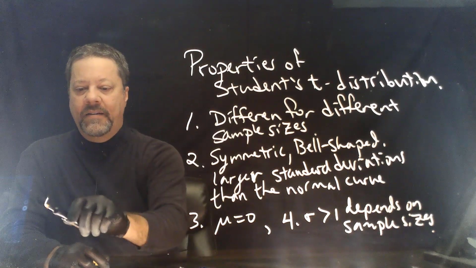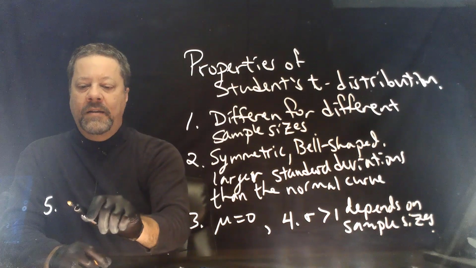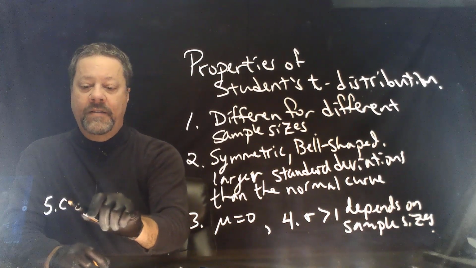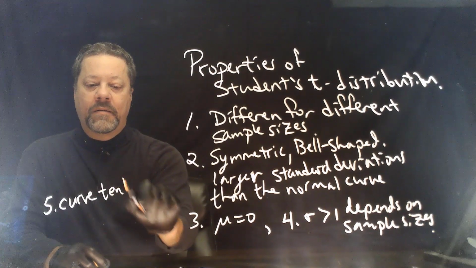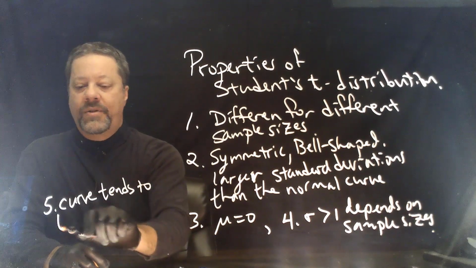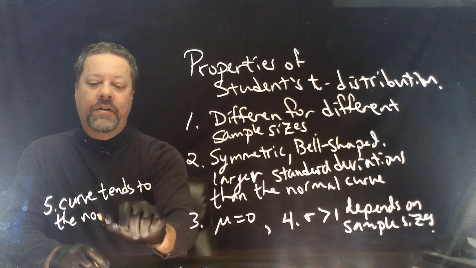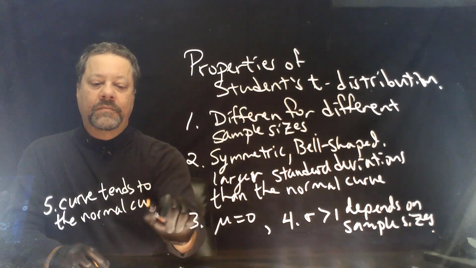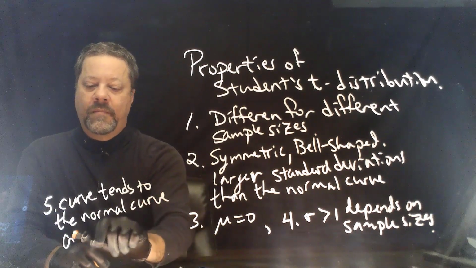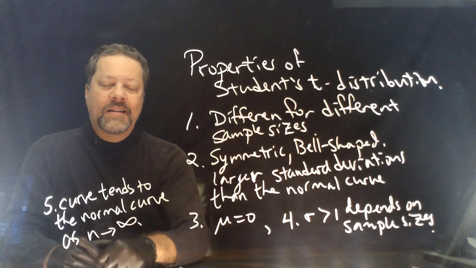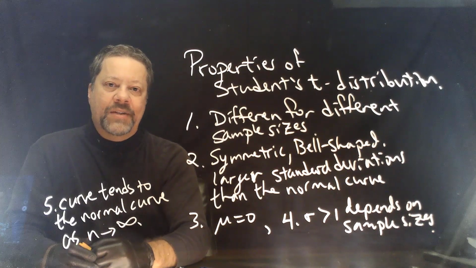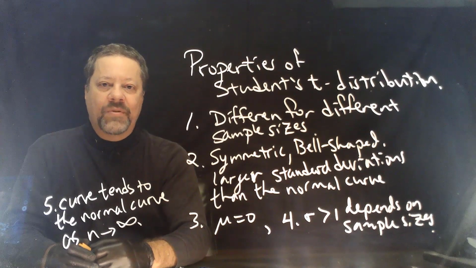And finally, the t-curve tends to the normal curve as n goes to infinity. So the larger the sample size, the closer the student's t distribution is to the standard normal curve.